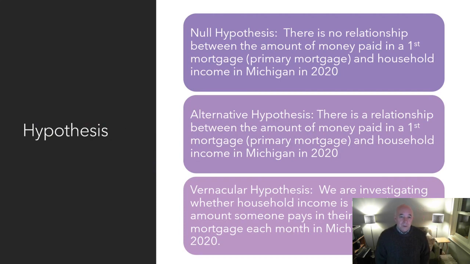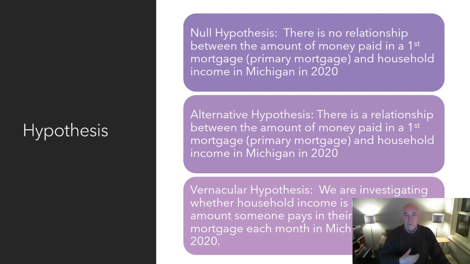As with any good piece of statistical analysis, we want to start with a set of hypotheses. We're going to look at the amount people pay in their first mortgage, among people in Michigan in 2020. The null hypothesis, remember, says there is nothing going on here. Because we're dealing with regression, we're looking at relationships, so we say there is no relationship. If it were ANOVA or t-test or chi-square, we'd say there is no difference.